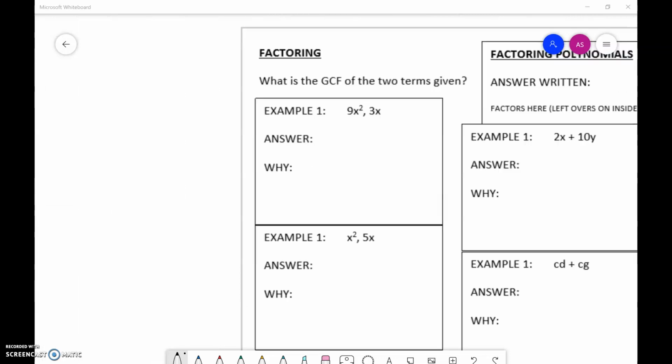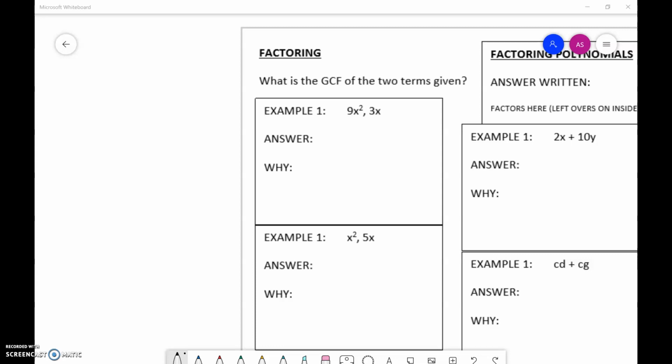Okay, guys, today we're going to look at finding our GCF. We are going to get into our factoring unit this week. So the first thing you need to be able to do is identify your greatest common factor. Okay, so you have done greatest common factor in middle school.